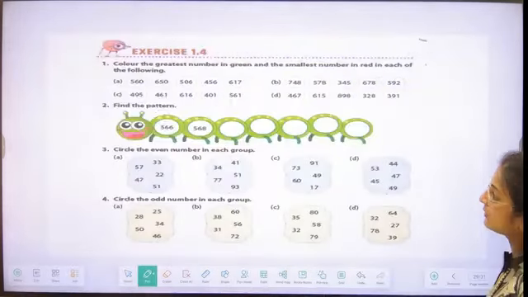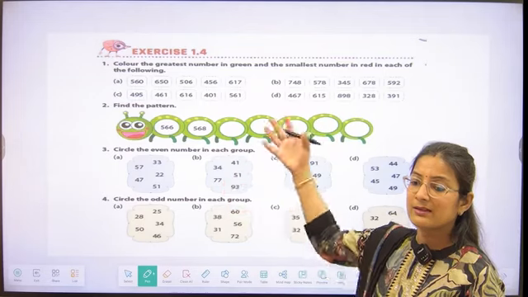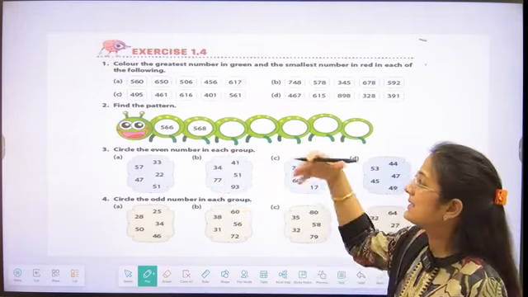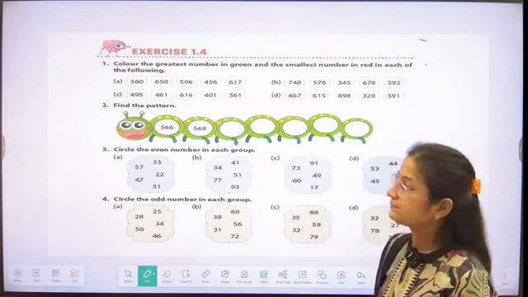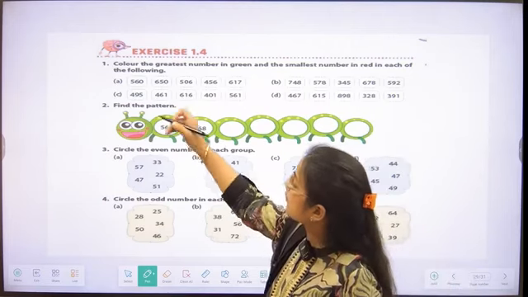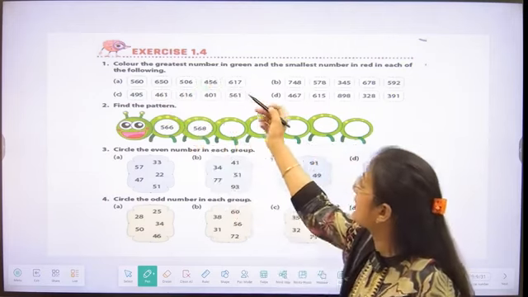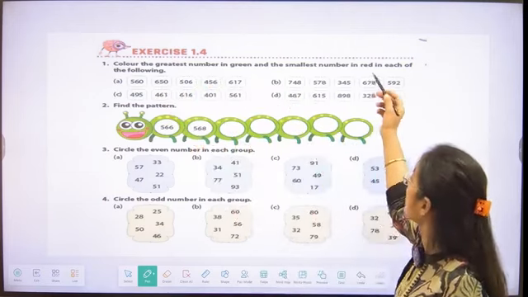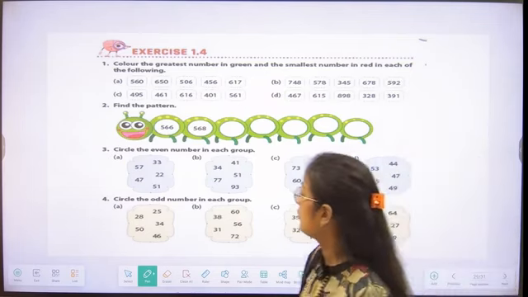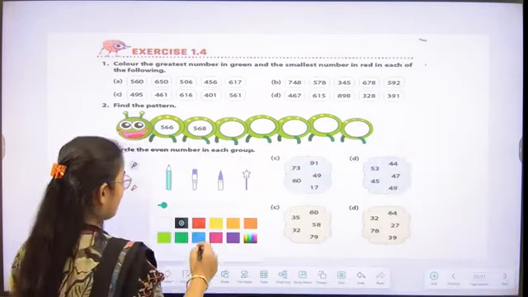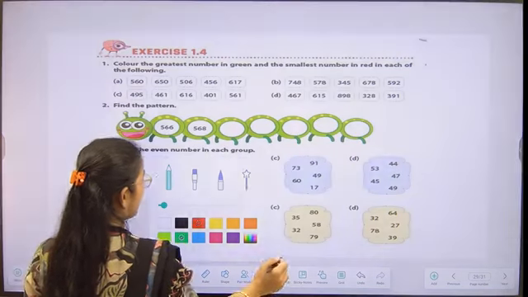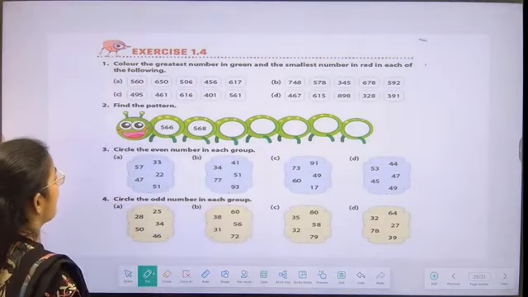Moving to the next one, we are going to start our next exercise, students. Exercise 1.4. In this exercise, we have to color the greatest number in green and the smallest number in red. So first we are taking the green color for the greatest number.